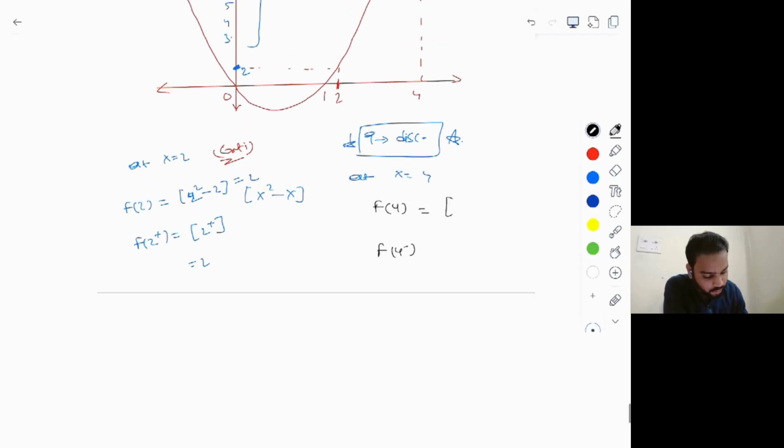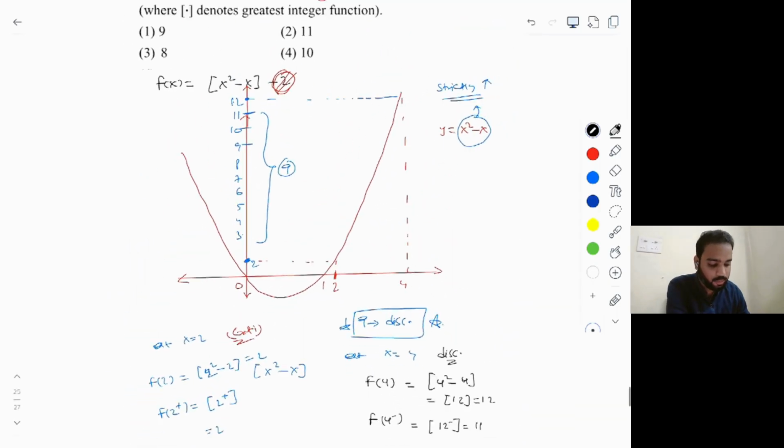So what is f of 4 here? Step of 4 square minus 4, which is equal to step of 16 minus 4, that is 12. So you get f of 4 is equal to 12. In a similar way, try to think what happens with f of 4 minus here. If you try to put 4 minus, you can, if you want, take it as 3.9 and verify. You will be getting 12 minus value, a value which is slightly less than 12. But step of a value slightly less than 12 is going to be 11, which means you can notice that f of 4 is not equal to f of 4 minus. So clearly x equals 4 is going to be a discontinuous point.